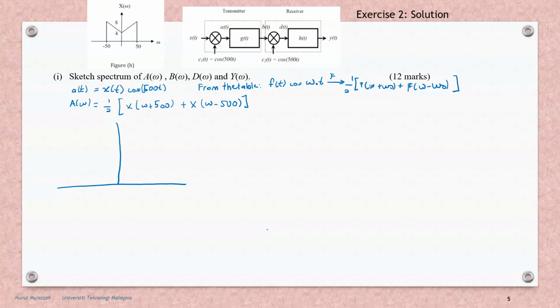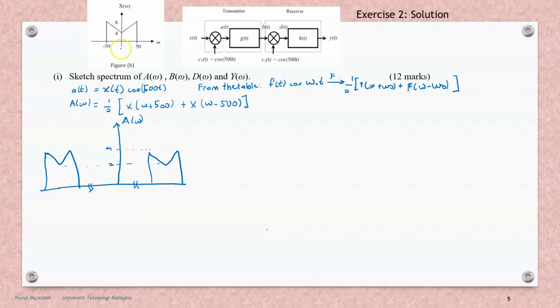It has the same shape. Because we cannot put the correct scale, we put it like this, an M shape, for the signal. I hope you can draw it better than me. So here should be 2 and here should be 4, which is half of X omega. So this is A omega.